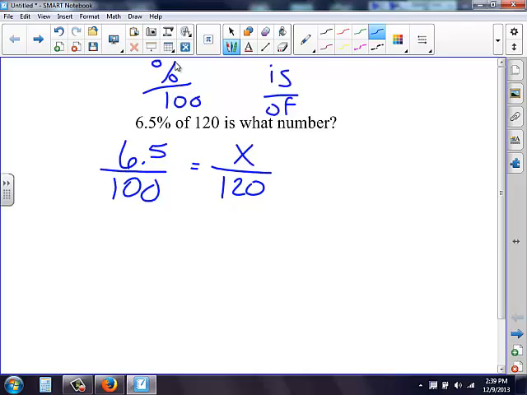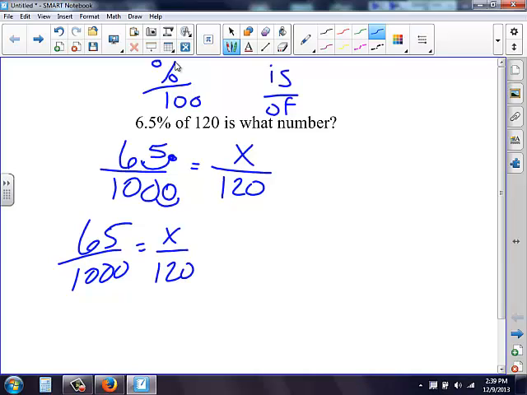Now here I have a decimal, okay? So before I do cross multiplication, I need to get rid of that decimal. If I move this one time to get rid of the decimal, I have to move the bottom one time, which means I'm adding a 0. So now I have 65 over 1,000 equals x over 120.